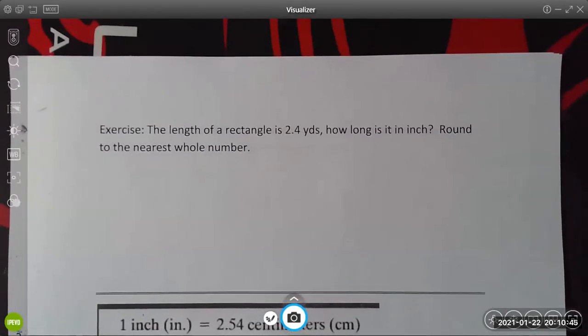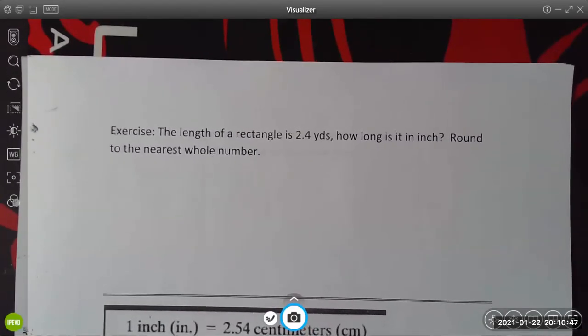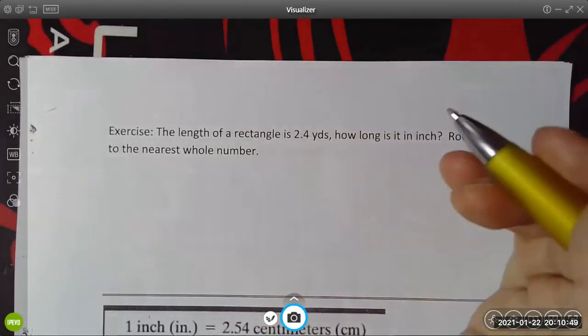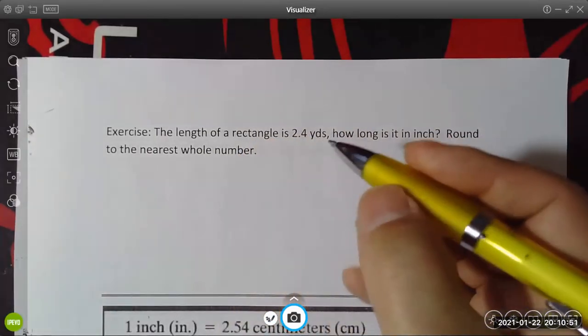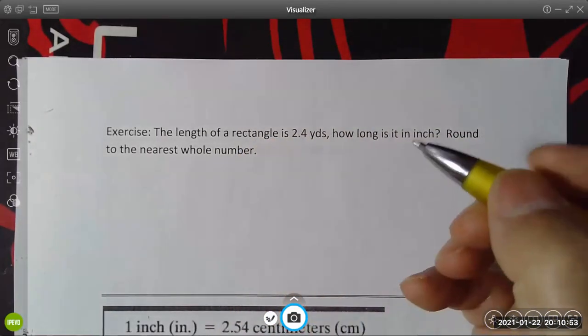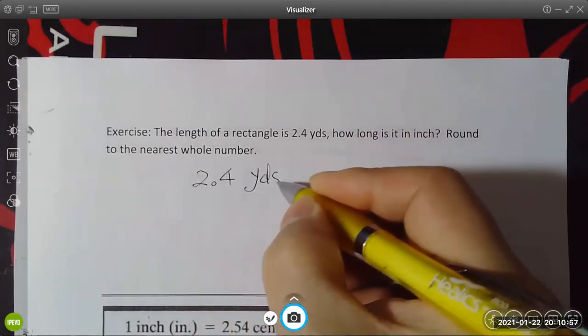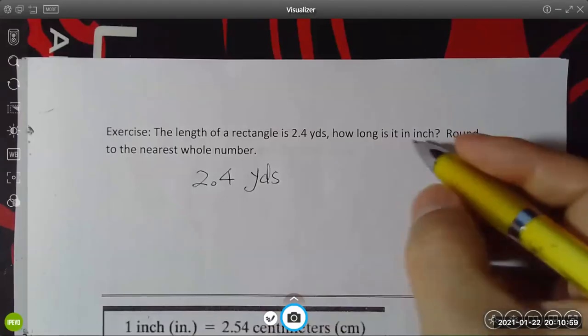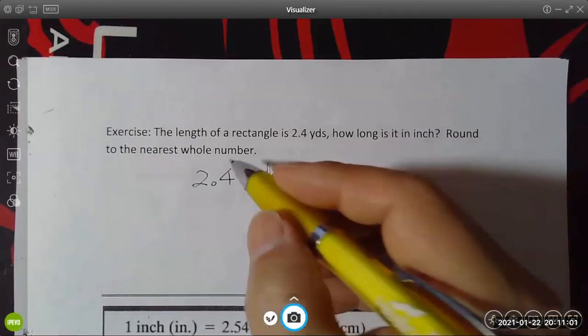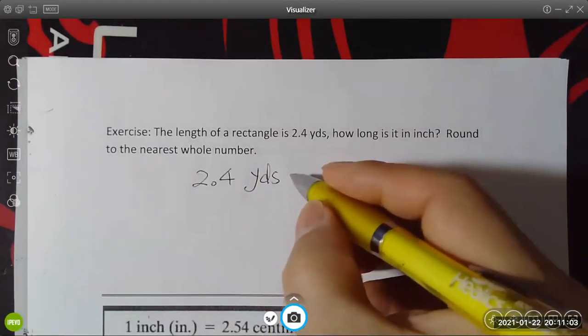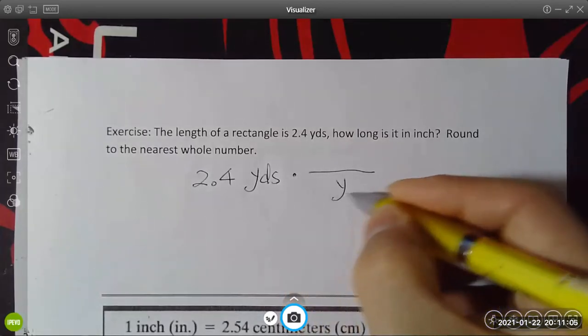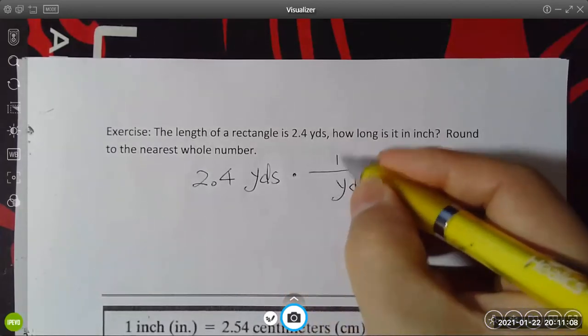After this one, we're going to look at a little bit different problems. So let's finish this one. The length of a rectangle is 2.4 yards. So we start with 2.4 yards. And how long is it in inch? Round to the whole number. So we convert yard to inch. We cancel yards, and we get inch.